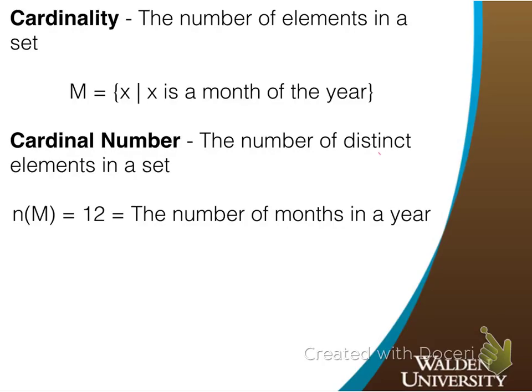Cardinality, the number of elements in a set, and cardinal number, the number of distinct elements in a set. Right here is kind of the key takeaway. You would read this as the cardinality, or the cardinal number of M, is 12, and that's the number of months in the year. It's just a way of explaining how many elements, or distinct elements, are in a set. That's important.